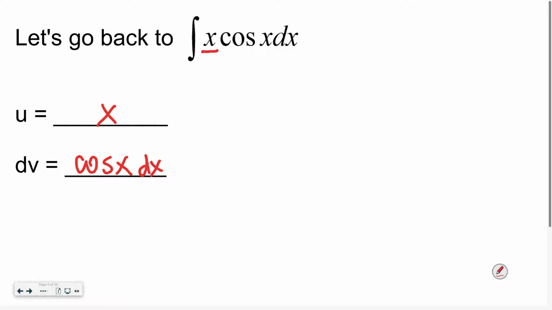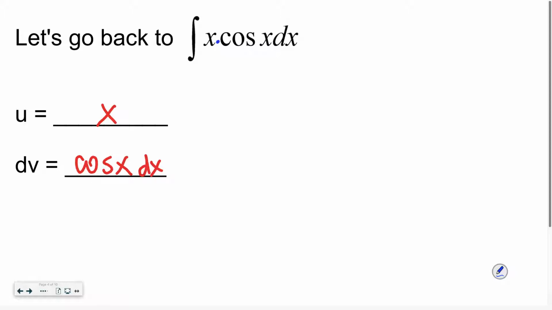How do you know that cosine x is dv? Okay, so we have a product, right? And our product is u dv. So I'm choosing a part of our product to be u, and a part of our product to be dv. So the product isn't uv, it's u dv.